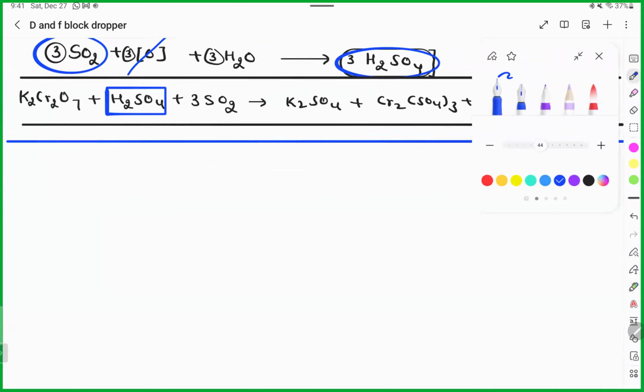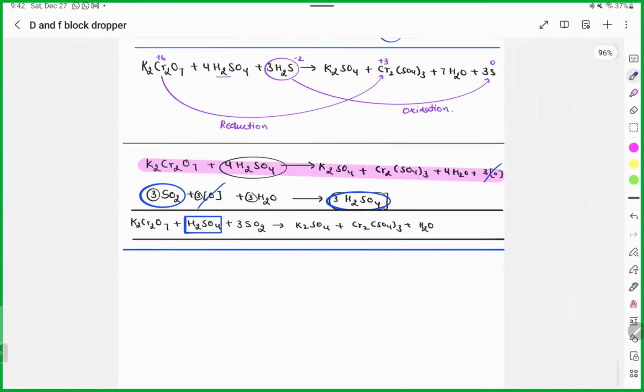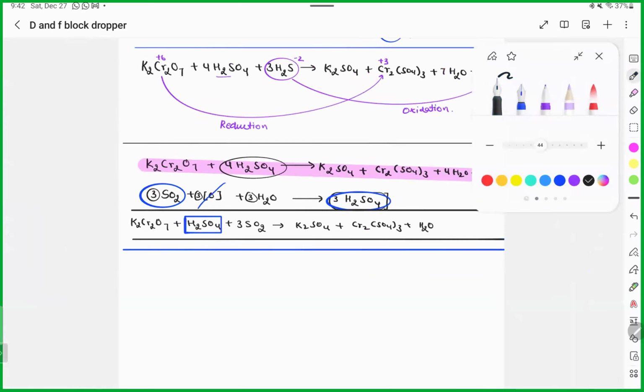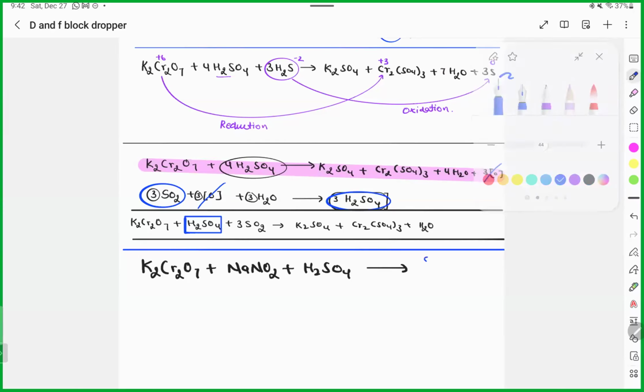If you don't have doubt, then you can solve this question. Can you scroll once, just for 1 minute? Then you can write this equation. If K2Cr2O7 reacts with NaNO2 in the presence of H2SO4, what will be the product? All of you write. Same method, exactly the same. First part will be the same. K2Cr2O7 reacts with 4H2SO4. All the stuff.